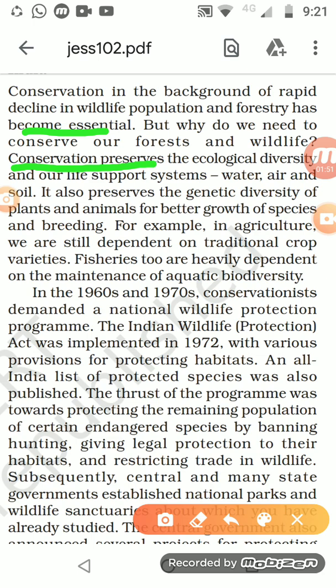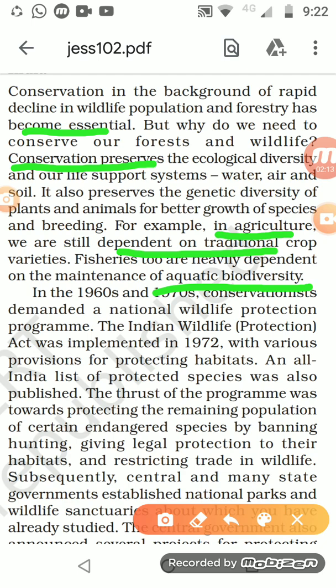What is genetic diversity actually? It is for better growth of species and breeding. Just check here, children, it is mentioned, I am highlighting it. In agriculture we are dependent on traditional crop varieties. Fisheries are too heavily dependent on maintenance of aquatic biodiversity.